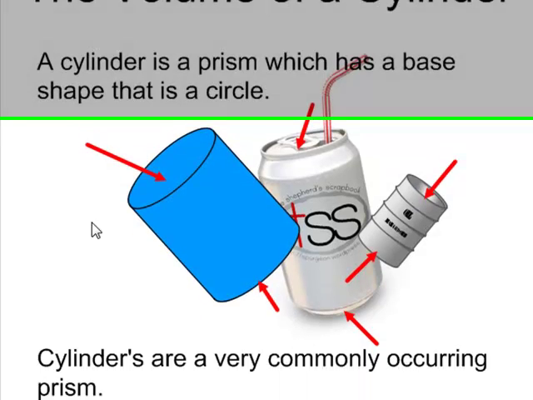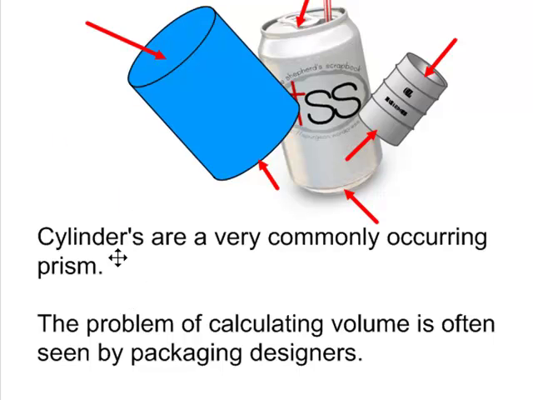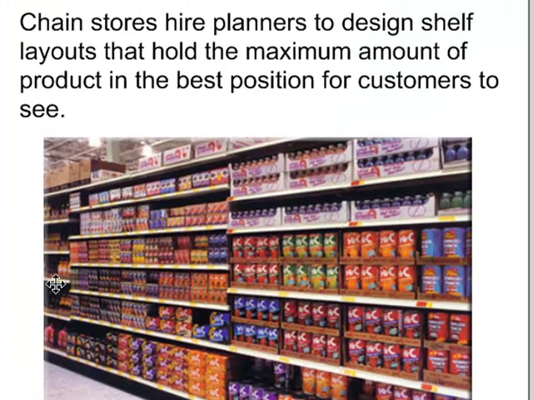Cylinders are very commonly occurring prisms, and the problem of calculating volume is often seen by packaging designers who look at trying to find the best way to fit the most product into a space. Chain stores will hire planners to design shelf layouts that hold the maximum amount of product in the best position for customers to see and purchase. Any areas that have empty space, like above these shapes, and seen in black there, are not optimal uses of space, and we will try to eliminate those as best we can.